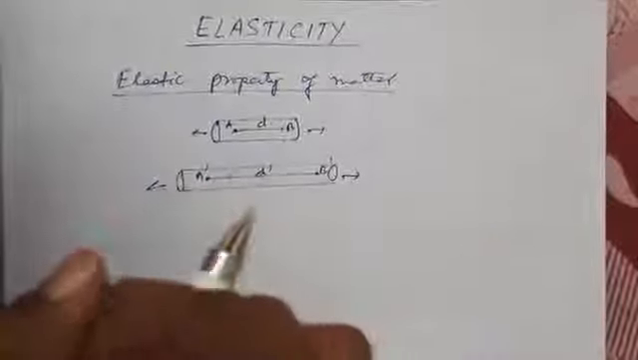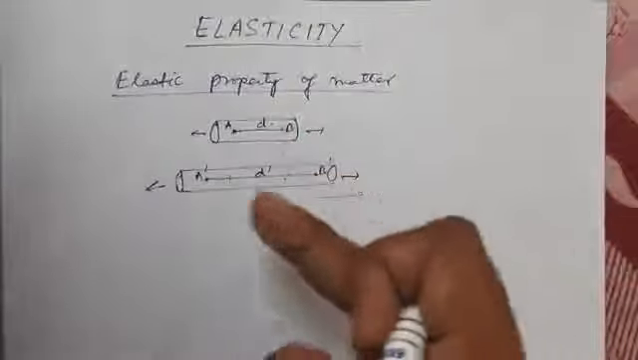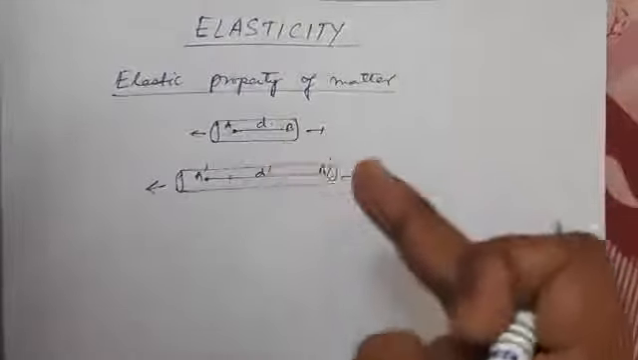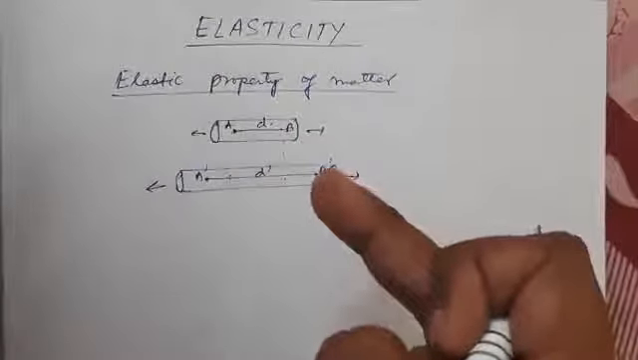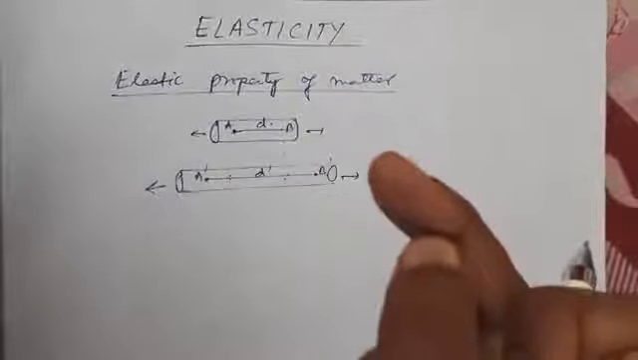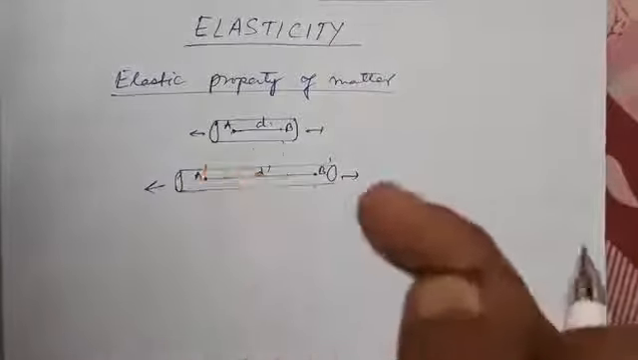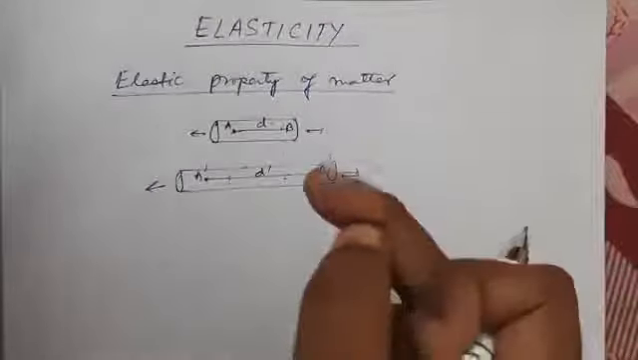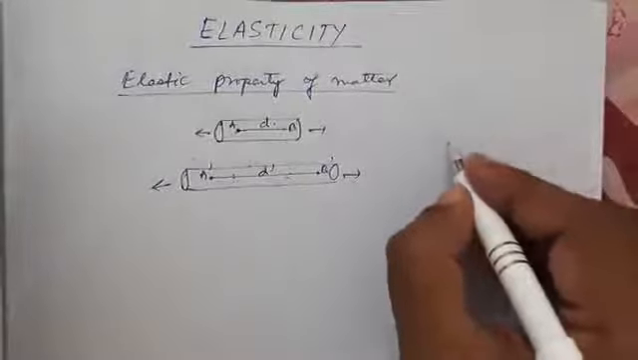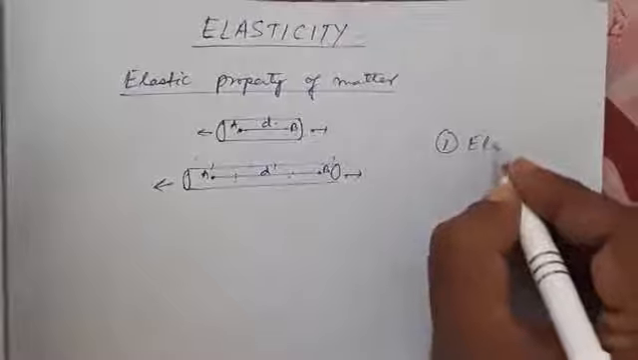Now, this property which opposes the deformation is present in all materials. This elastic property, or the property of opposition to change in shape and size, is present in all kinds of materials. This is known as the general property of matter, the property known as elasticity. The most important thing to keep in mind is the elastic limit.